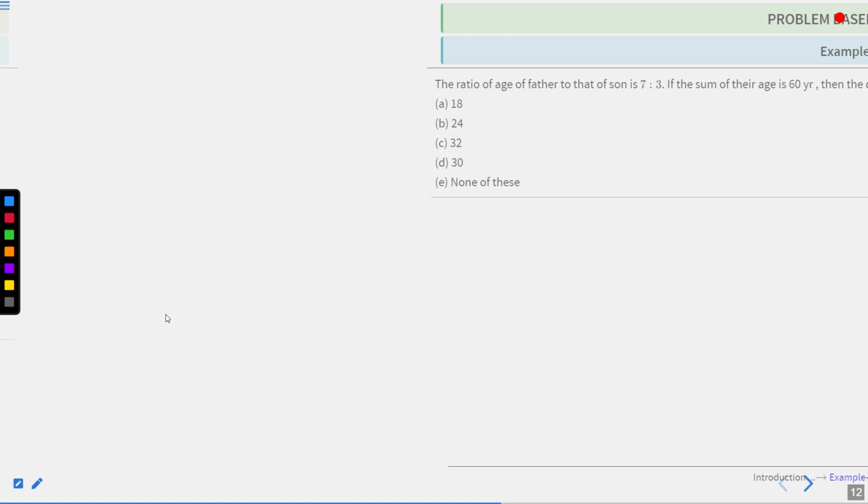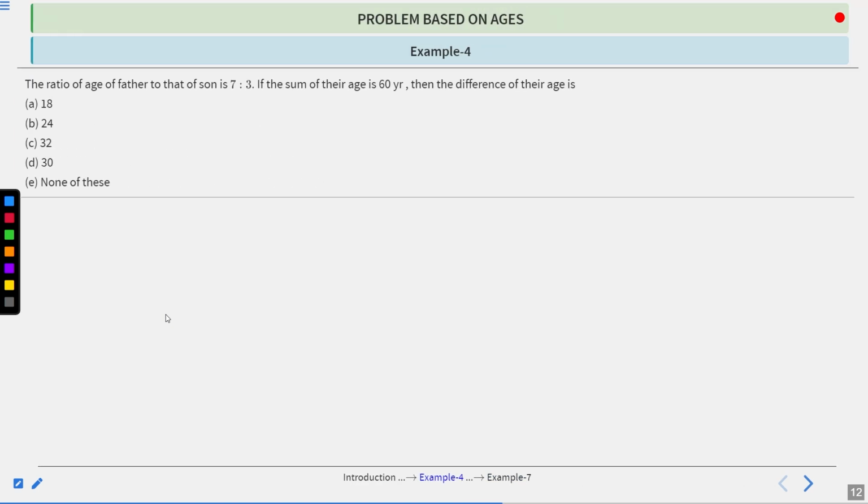Next example. The ratio of the age of father to that of son is 7:3. If the sum of their ages is 60 years, then the difference of their ages is, you have 5 options. A is 18 years, B is 24, C is 32, D is 30, E is none of these. So we can see the solution. The correct answer of this question is 24.